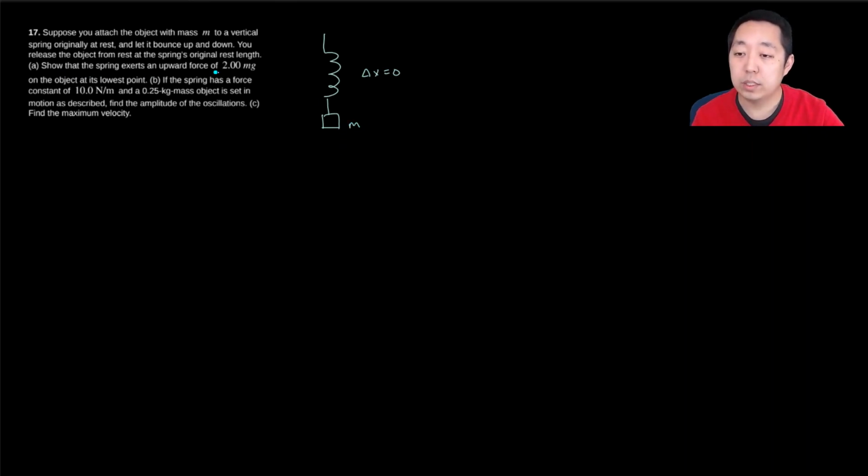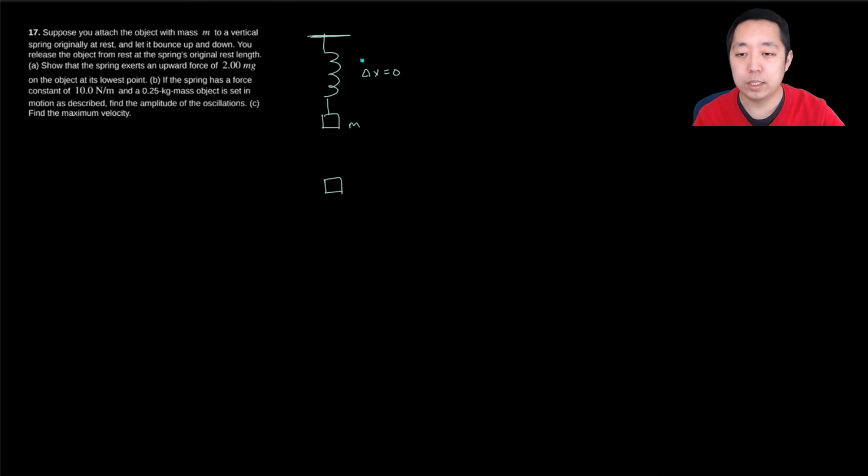Show that the spring exerts an upward force of 2mg on the object at its lowest point. Okay, so what we do in a problem like this when we're doing oscillations, we're saying, well, we have potential energy, and that's going to get converted. This thing's going to bounce up and down. So this is the lowest point, let's say. Okay, and I want to compare the energies between these 2 points.